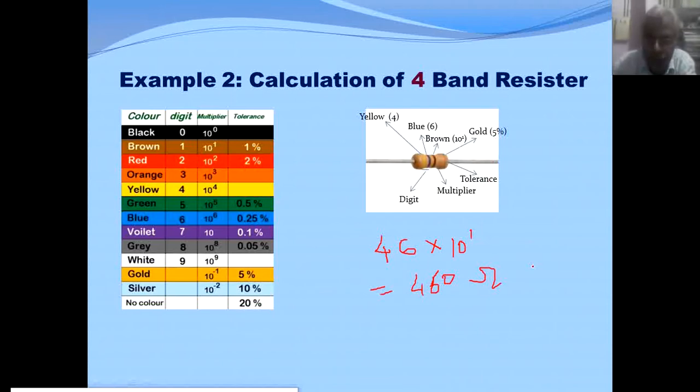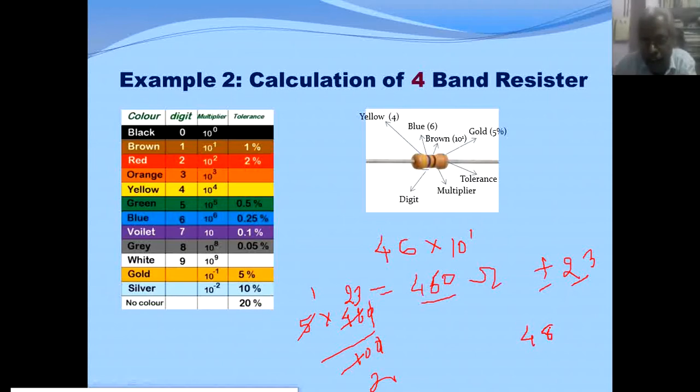The tolerance is 5%. It means in 100 there will be 5 ohm difference. If the value of this is 100, then there will be 5 ohms more or 5% less. So the 5% of this value will be 5 into 460 divided by 100. The zeros cancel, 5 into 1, this is 2, so it becomes 23. It means the tolerance is plus minus 23 ohm. So if we add this value to this value, we get 483.